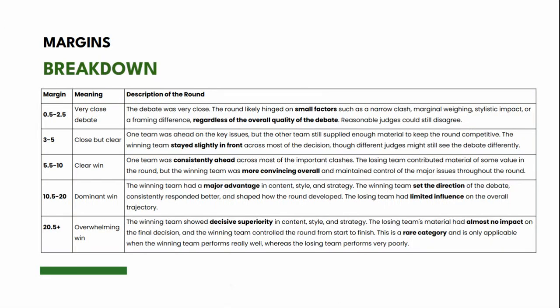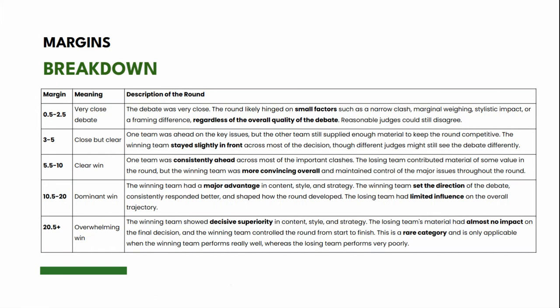Now, if you look at a clear win to a greater extent, then that takes us to the margin of 10.5 to 20, in which case it becomes a dominant win. And that means not only were they always ahead, the winning team, but they were ahead in a major advantageous way. They set the direction of the debate, and the opposing team had very limited influence in the overall decision of that particular round. The last is an overwhelming win, with a margin that goes above 20.5 plus.